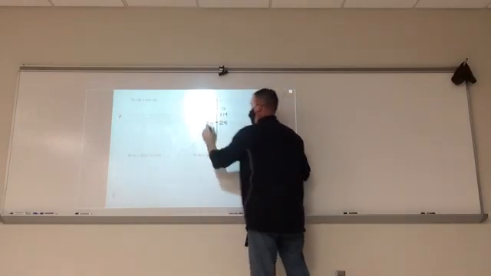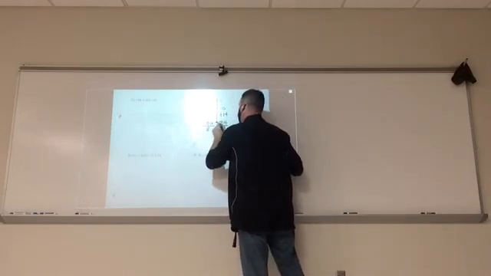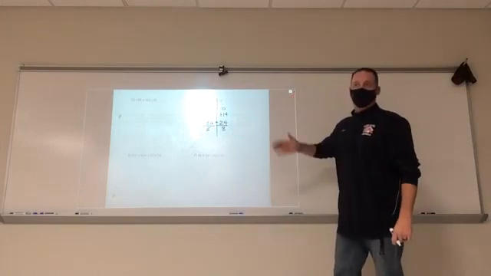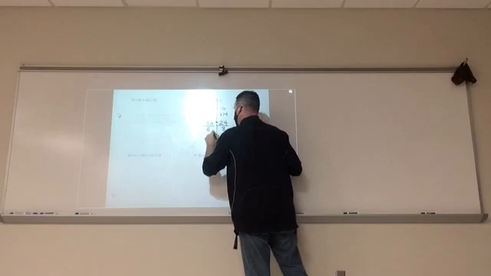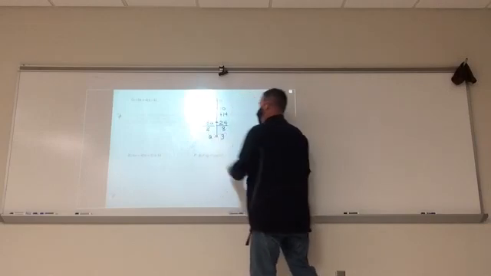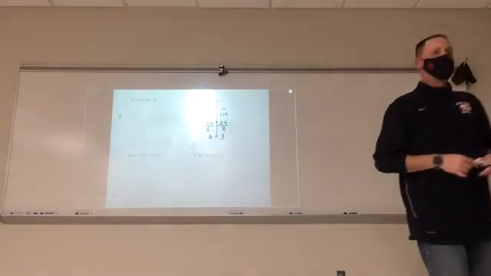Delaney, where do we go from there? Divide by 8. Divide each side by 8. Caitlin, we divided each side by 8, so what do I have on the left-hand side? A, and on the right-hand side? 3. A should be equal to 3.